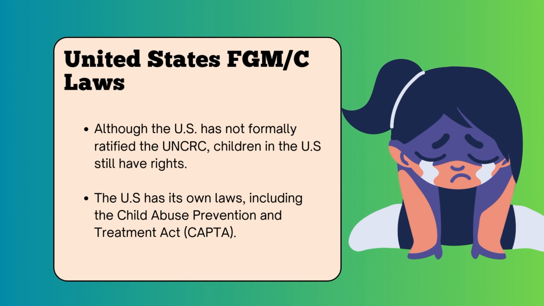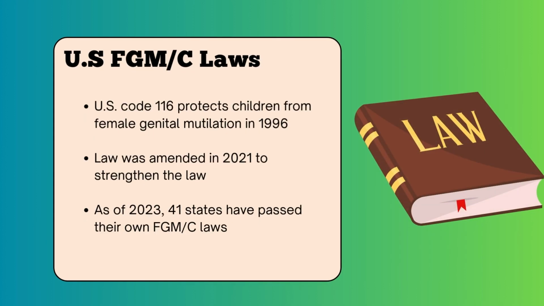Although the U.S. has not formally ratified the UNCRC, children in the U.S. still have rights. The U.S. has its own laws, including the Child Abuse Prevention and Treatment Act. The U.S. also has laws that specifically protect a child from FGMC. These laws include U.S. Code 116, which protects children from female genital mutilation. This law was passed in 1996. This law was amended in 2021, which further strengthened the law. As of 2023, 41 states have passed their own FGMC laws.